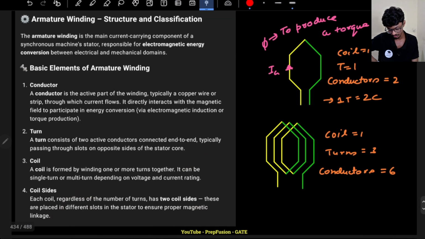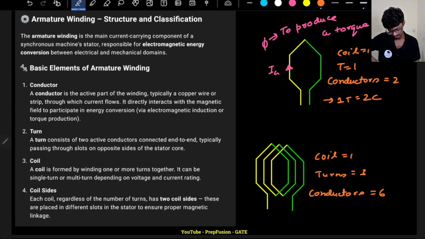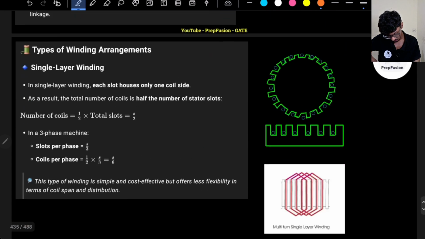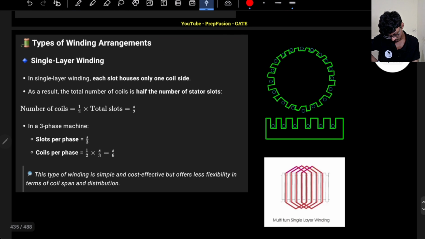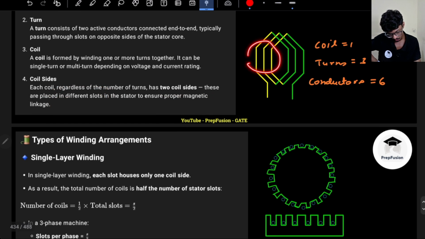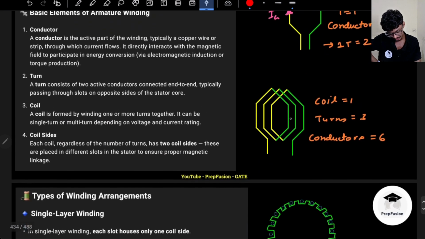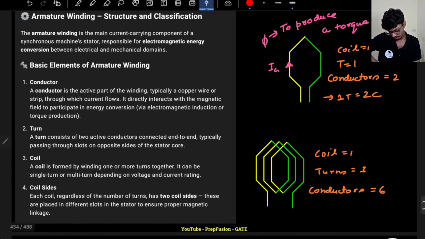I will explain about slots in the next lecture. We will not discuss slots now. So slots are basically this, right? If these are my slots, each turn is placed in a slot. Here one of the turns will be placed, let's say this. Each coil side is placed in different slots. So this yellow coil side will be placed in one of the slots, and the green coil side will be placed in the other slot. Okay, I hope that is clear.